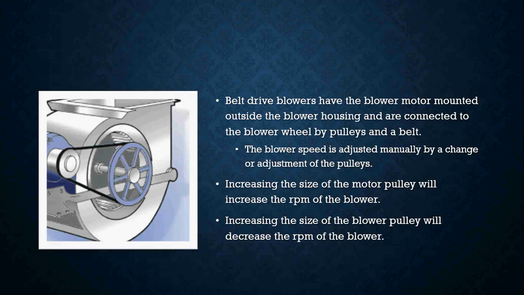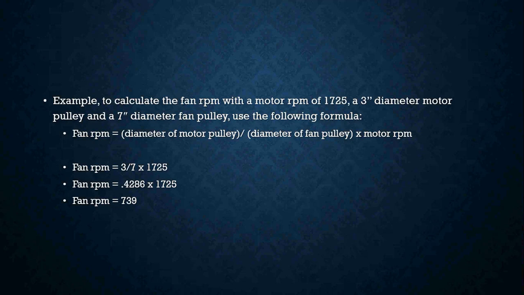So increasing the size of the motor pulley is going to increase the RPMs of the blower. Increasing the size of the blower pulley is going to decrease the RPMs of the blower. So for example here, to calculate the fan RPMs with a motor RPMs of 1725, it has a 3-inch diameter motor pulley and a 7-inch diameter fan pulley.